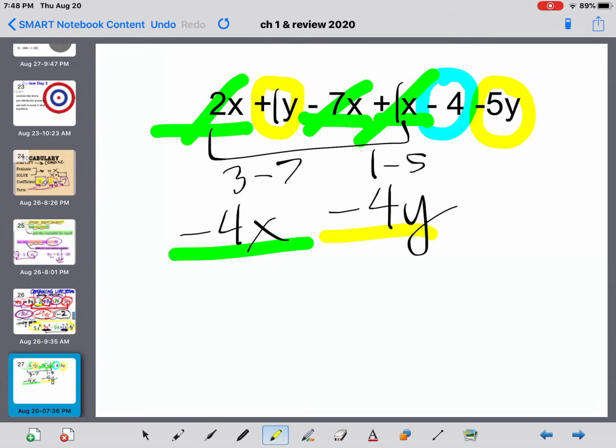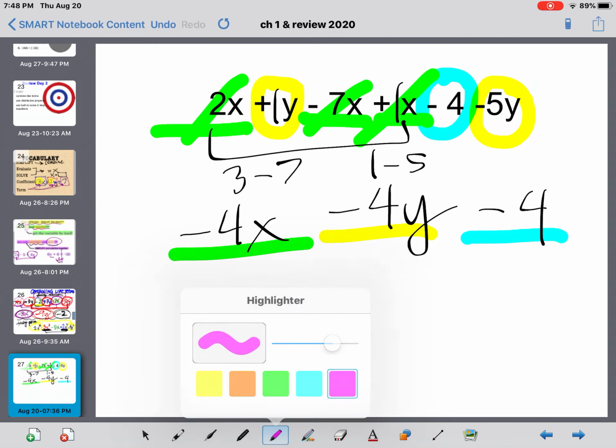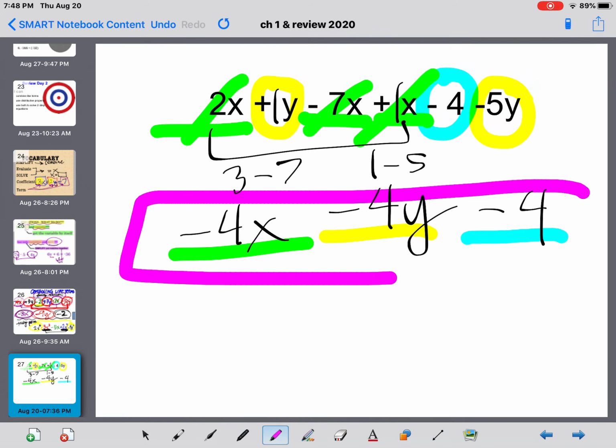Since there's nothing else here that goes with the -4, -4 is just going to go here at the end. This whole entire thing is your answer because none of these have the same last name and can be combined together. So that is where we end.